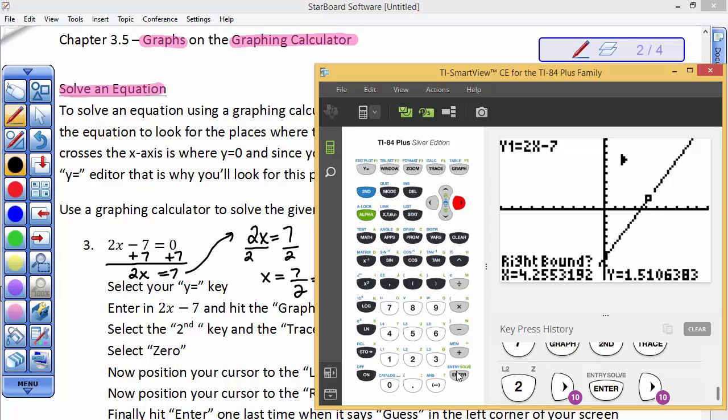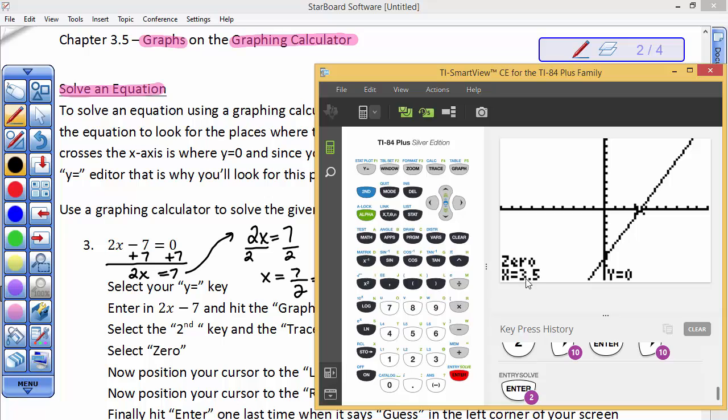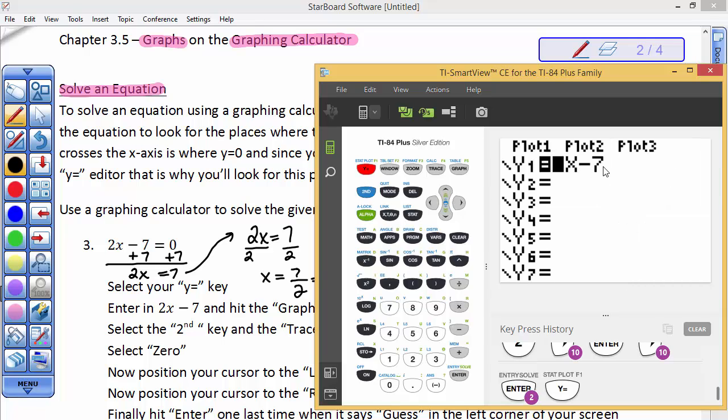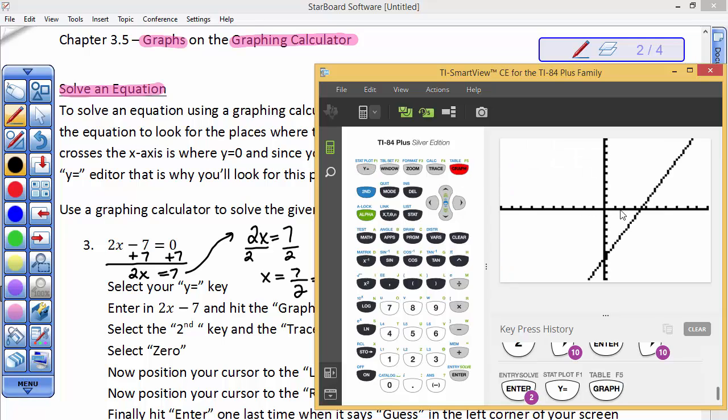And then it says, hey Pat, do you want me to guess where this line crosses the x-axis? And I'm going to hit enter again. And sure enough, it tells me that x is equal to 3.5 when my value for y is equal to 0. Remember again, this was not 2x minus 7 equals y, it was 2x minus 7 equals 0. So by finding the 0 of the function, or where y is equal to 0, which is always on the x-axis, any of these ordered pairs, y is 0. No matter what x is, y is 0. So right here, y is equal to 0 where x is 3.5. And I've found the 0 of my function, and therefore the solution of my equation.